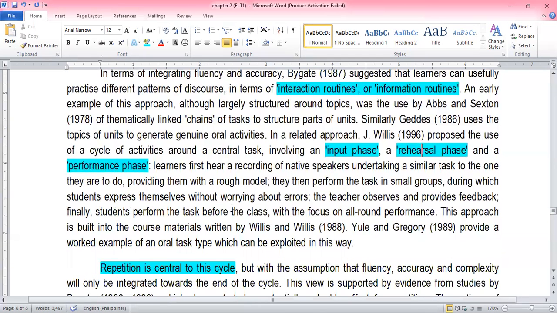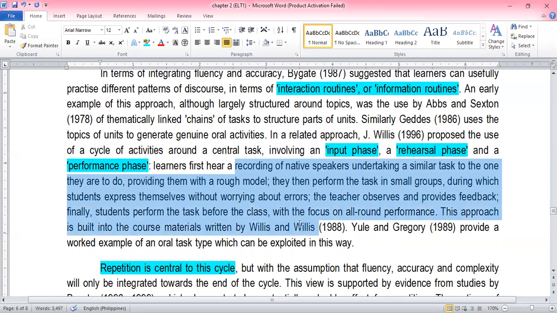We have an example here. Learners first hear a recording of native speakers undertaking a similar task to one they are to do, providing them with a rough model. Then they perform this task in small groups, during which students express themselves without worrying about errors, then the teacher observes and provides feedback. And then finally, students perform the task before the class with a focus on an all-around performance.